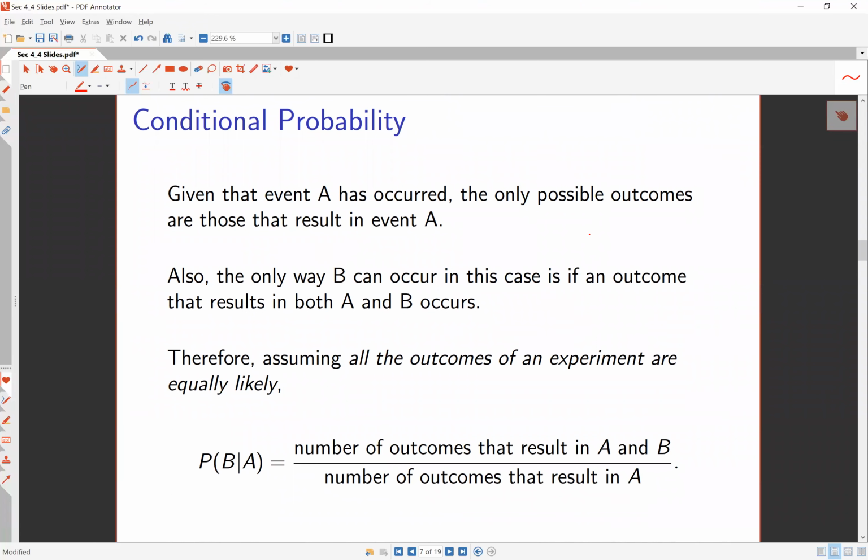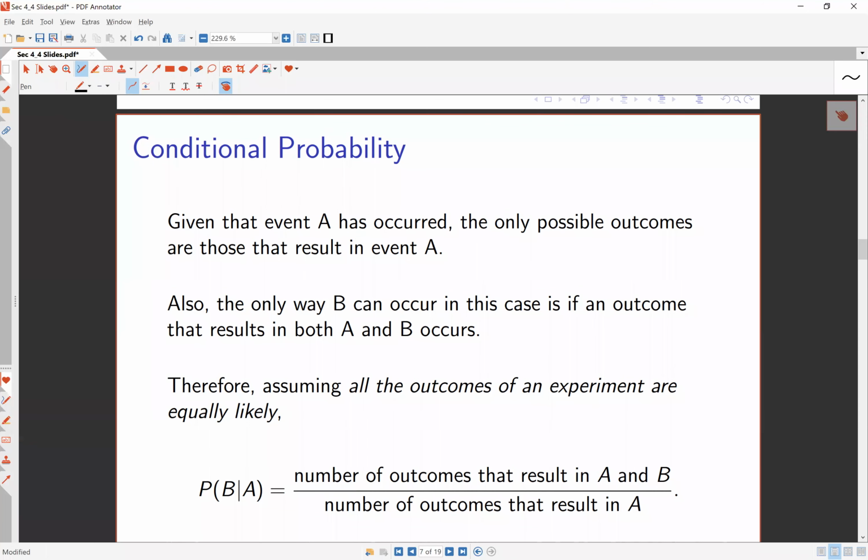So, if we want to generalize this notion, the principle is, if we are given that event A has occurred, then the only possible outcomes that we have to consider are those that are already inside event A. And so if I then want to calculate the probability that B occurs with this conditioning in place, then the only relevant outcomes are the ones that are in both events A and B.